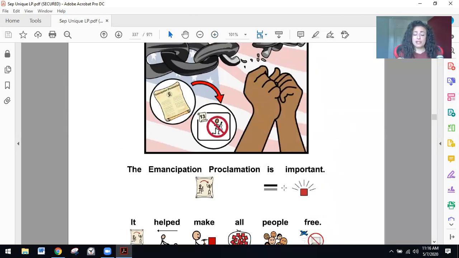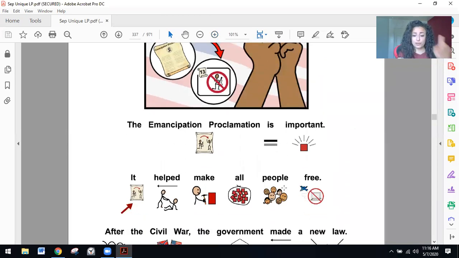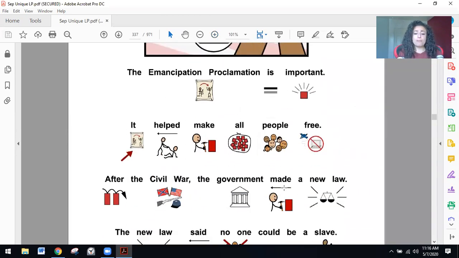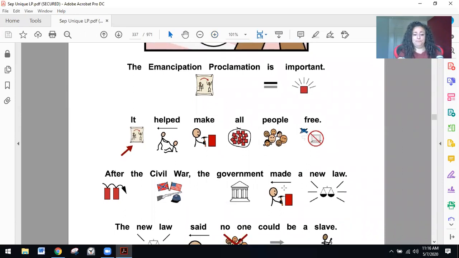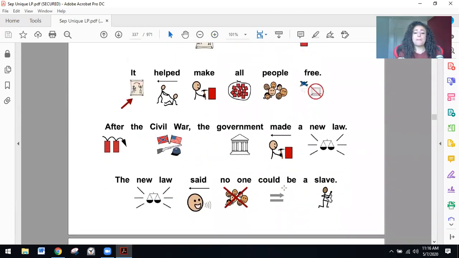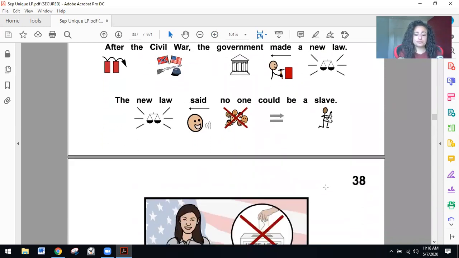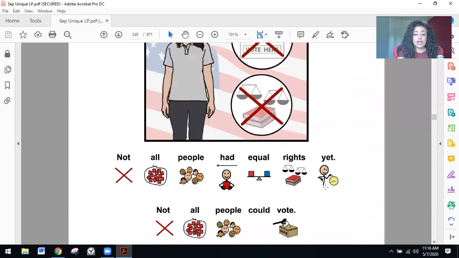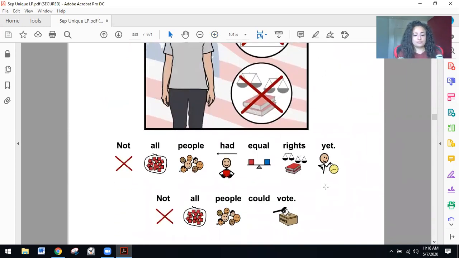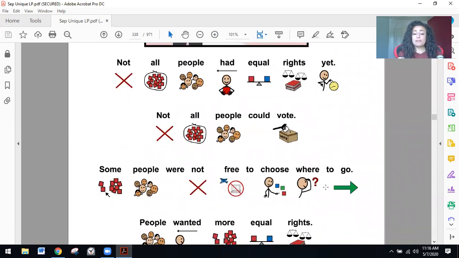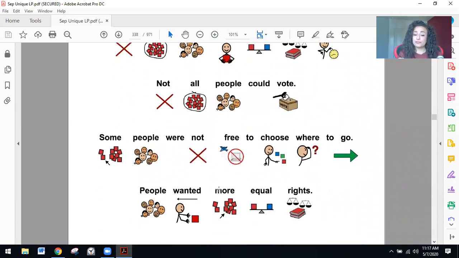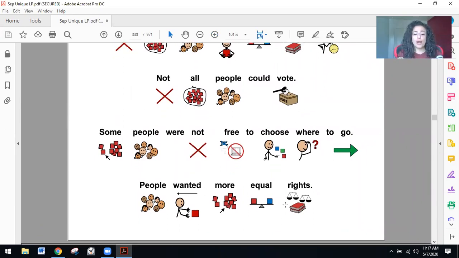The Emancipation Proclamation is important. Put it in your head. It's very important. It helped make all people free. After the Civil War, the government made a new law. The new law said no one could be a slave. That was the new law, okay? We freed the slaves, and all people were happy. Not all people had equal rights yet. Not all people could vote. Some people were not free to choose where to go. People wanted more. They wanted more equal rights.